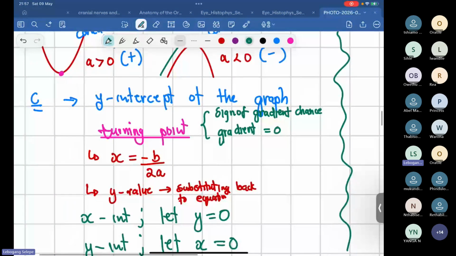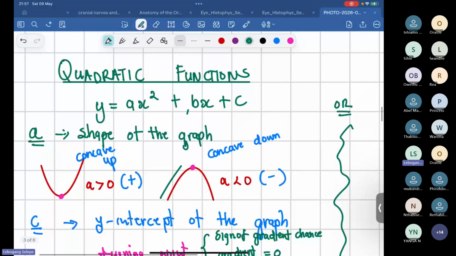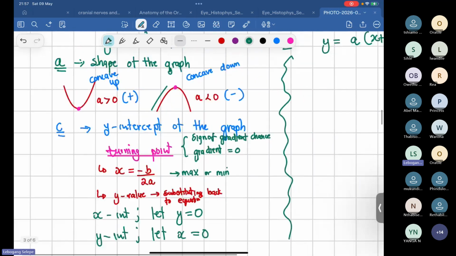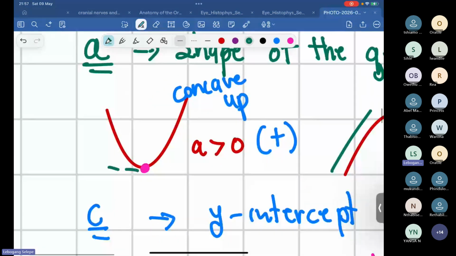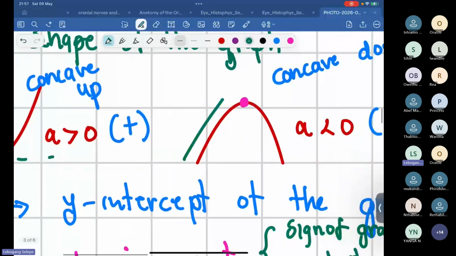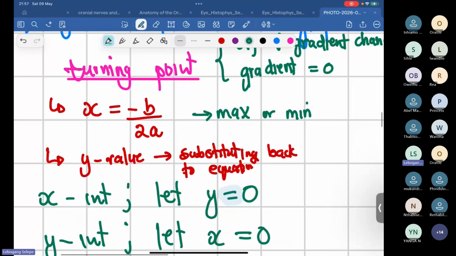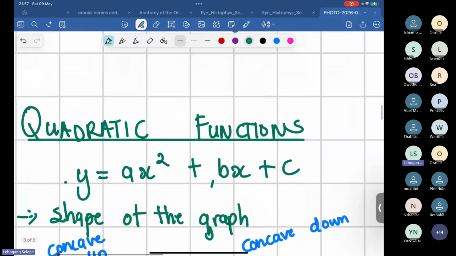And then how do we find the coordinates of the turning point? If we're given the equation in this form, we determine the x-coordinate of the turning point by saying x is equal to negative b over 2a. Basically, this is an equation to determine the maximum or minimum. We know that our turning point is a minimum because it's at the lowest point in this case, but in this case, it's at the maximum. That's how we use the words minimum, maximum, and so on. For you to find the x value of the turning point, you need to use this equation if you are given the equation in this format.